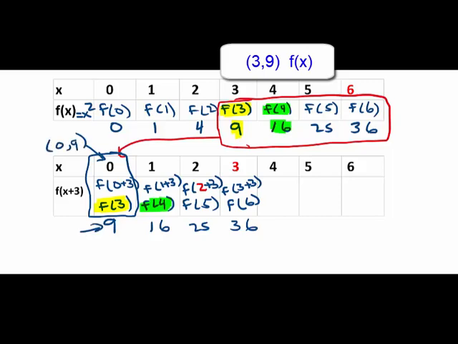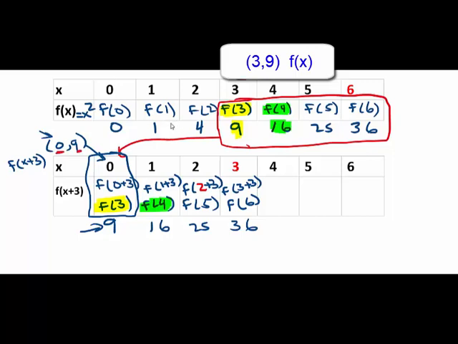So if you simply just plot 3 comma 9 on a Cartesian coordinate system, label it on a graph called f of x, then plot the point 0 comma 9, but label that graph f of x plus 3, they are two different functions, you see that you get the same y value of 9, but at an earlier x value. You get it at x equals 0 instead of x equals 3.